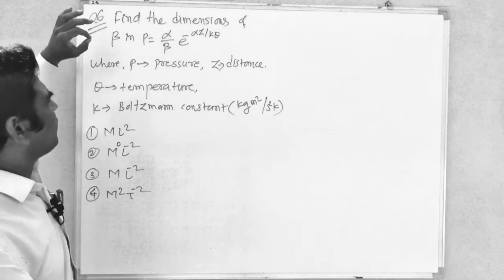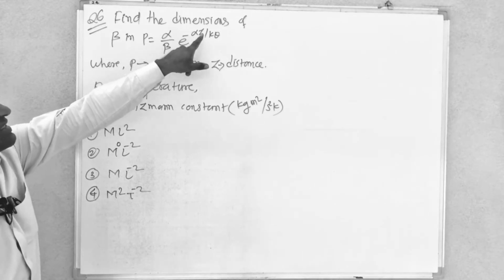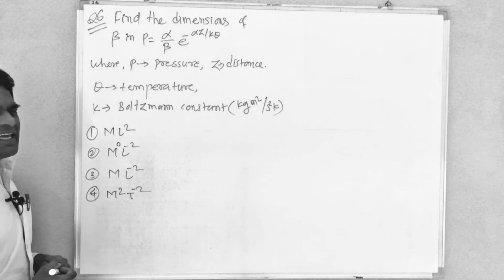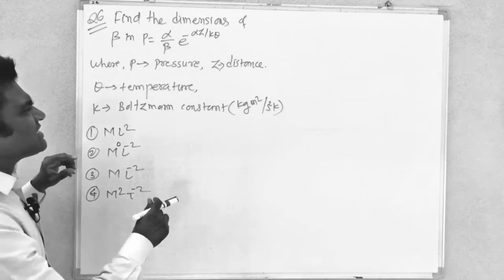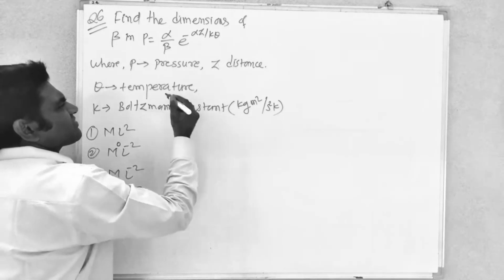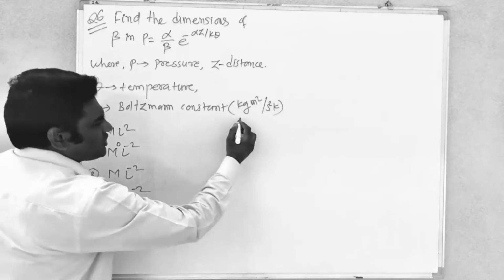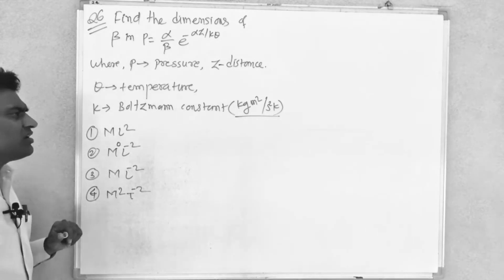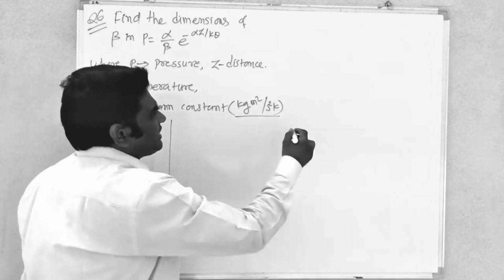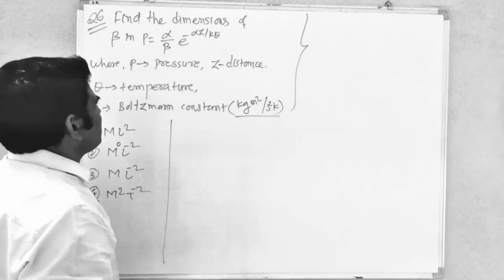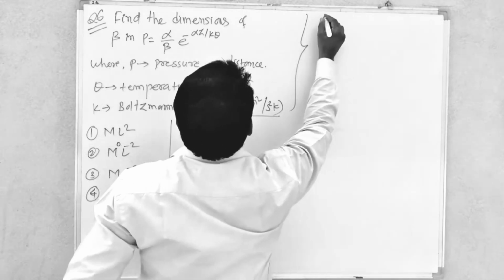Find the dimensions of beta in P is equal to alpha by beta e to the power minus alpha z by k theta, where P is the pressure, z is the distance, theta is the temperature, k is a Boltzmann constant, its unit is given, some options are given. How to solve? So first of all what we need is the dimensions of given terms. Pressure, what is the dimension of pressure?